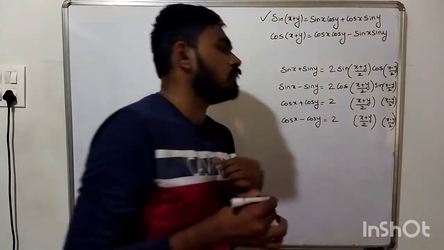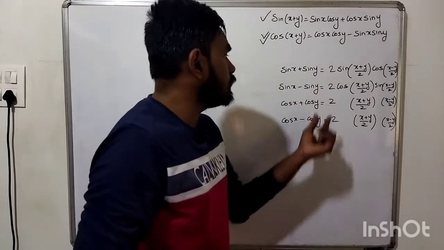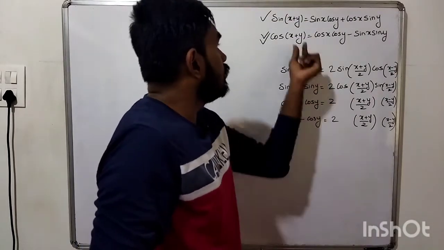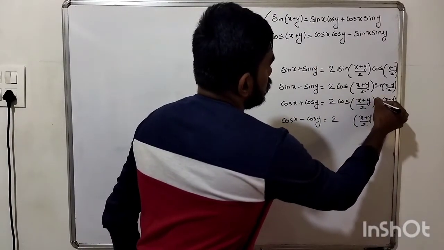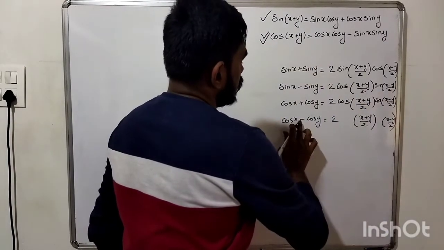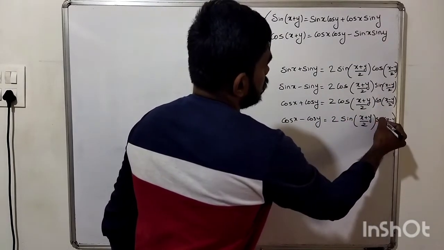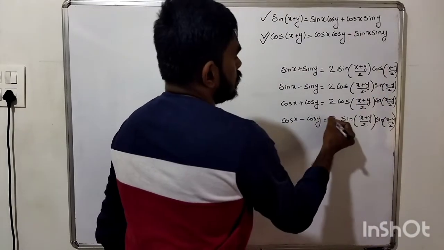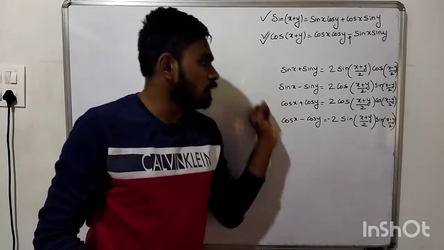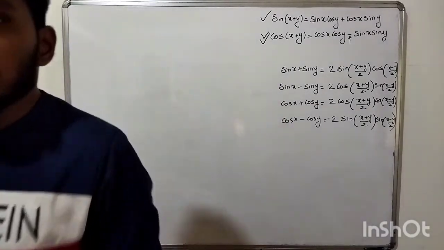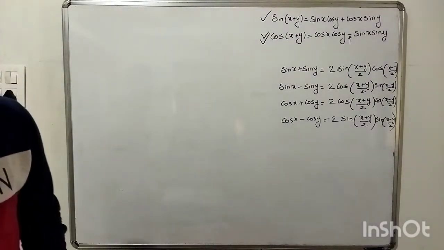Similarly, for cos x plus cos y, you have to look at this formula. Cos x plus cos y is 2 cos cos, and for cos x minus cos y, it is 2 sin sin. The only thing is that for the fourth formula you have to take this negative sign also. So these are the factorization formulae. All four factorization formulae we have written. One by one we will solve problems based on this.